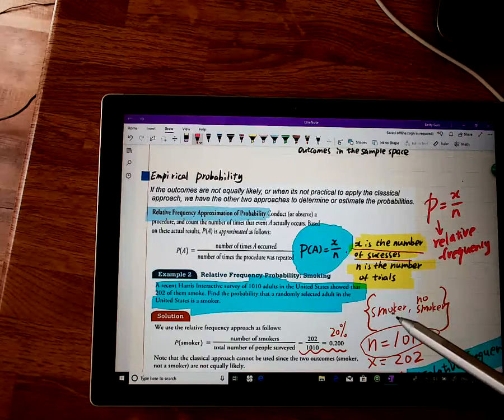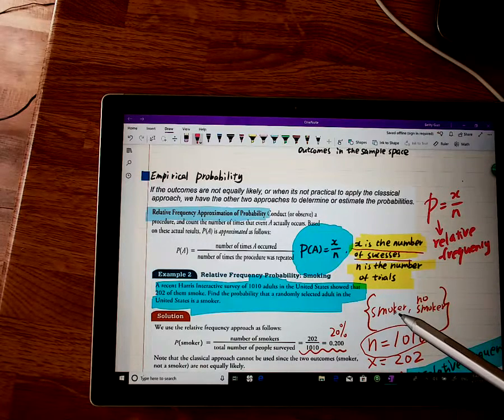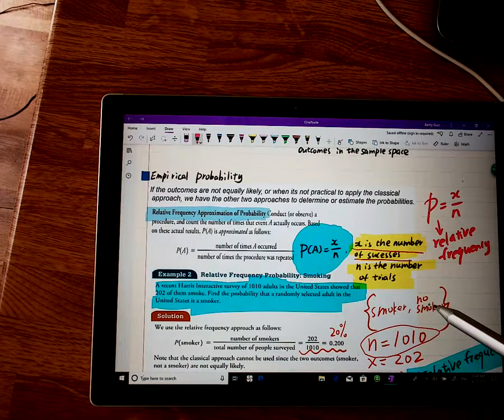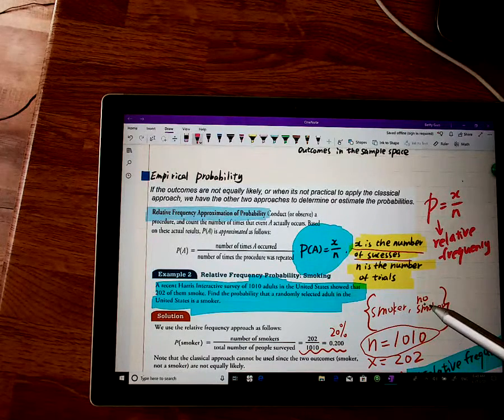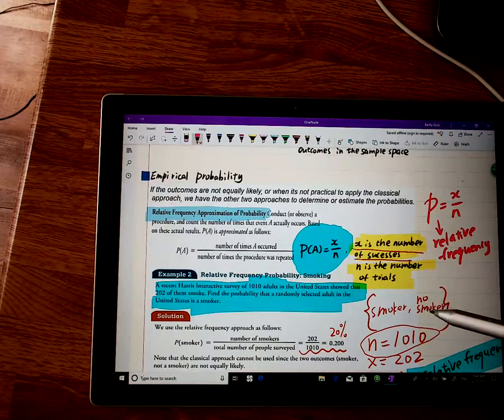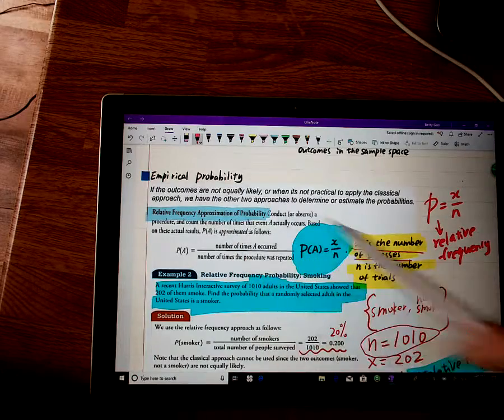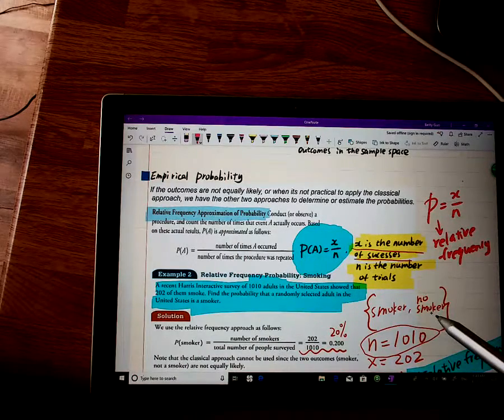Are the two outcomes equally likely though? Very important. They are not. The two outcomes, unfortunately, are not equally likely. Otherwise, it would be a theoretical model, right? But this is not a theoretical model. It is a different model. It's an empirical model because the two outcomes are not equally likely.